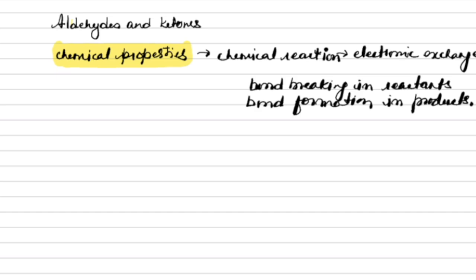If you see the chemical reactions, they are nothing but electronic exchange. It is a game of electrons. There will be some bonds which will be breaking in reactants, and newly formed bonds will be created in products. That's what a chemical reaction is. So let's go.